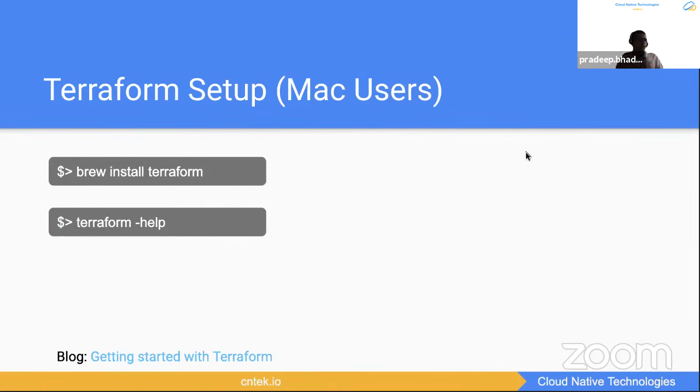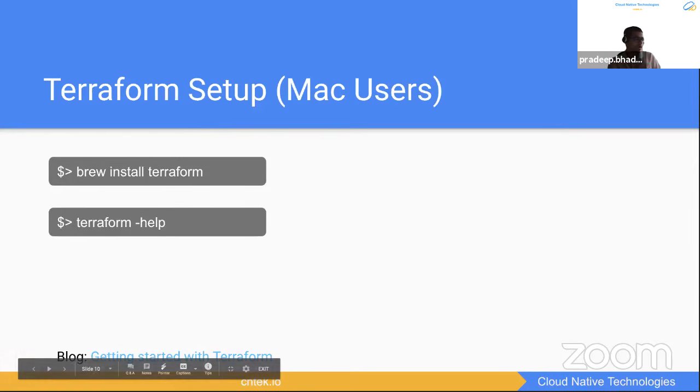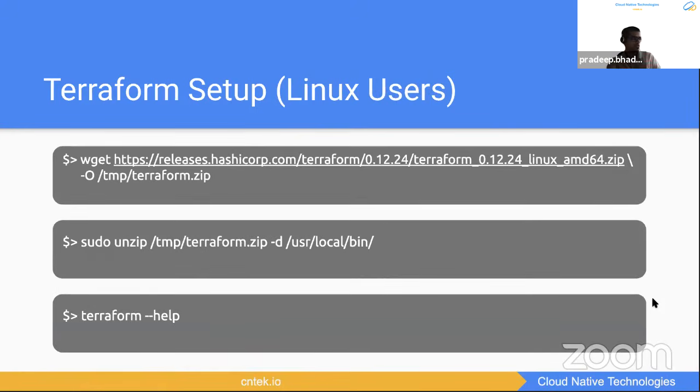Setting up Terraform is very easy on the Mac. I just need to brew install Terraform, and it is going to install the latest Terraform libraries. I have a blog which illustrates how to install on Linux. Also, those steps are here in the slides as well. You just need to get the library and put it in the system path, and we are good to go.